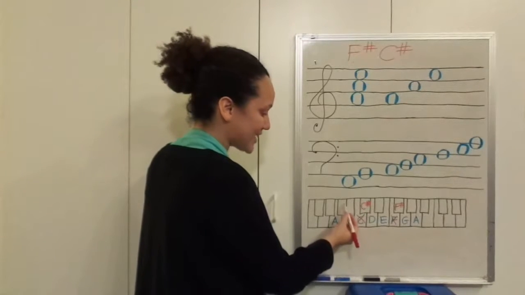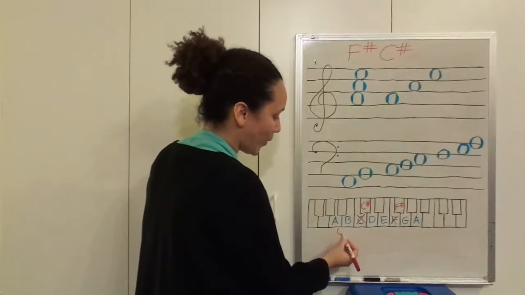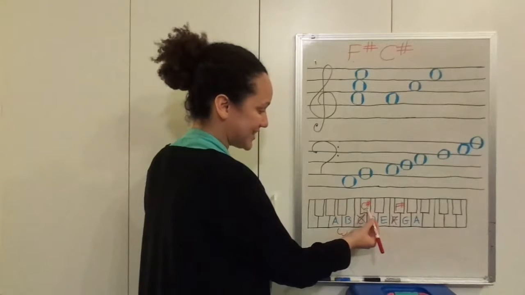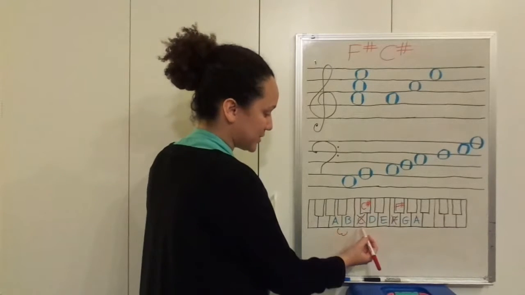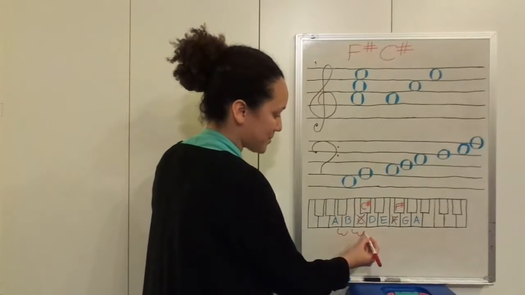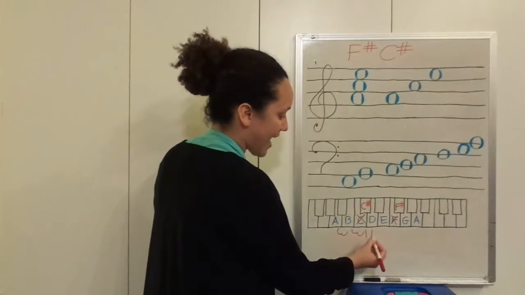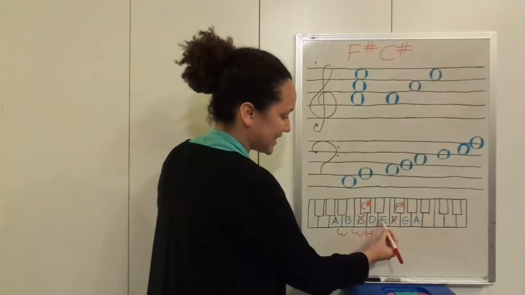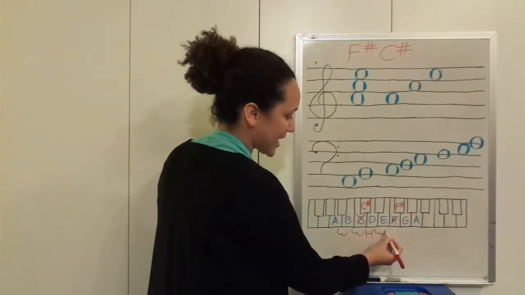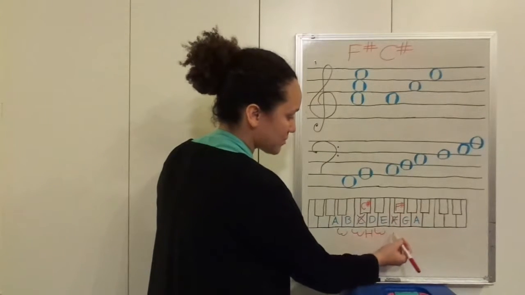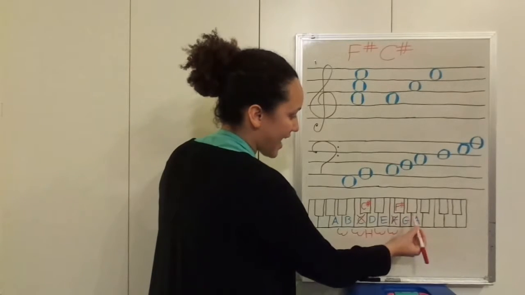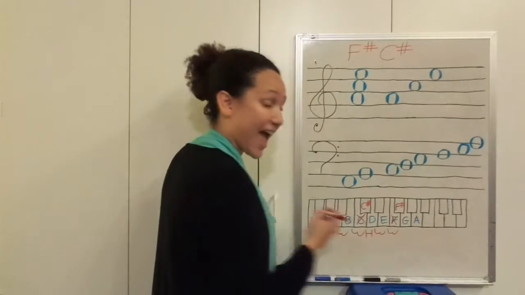A to B has a note in between, so whole step. B to C sharp has the C in between, so whole step. The C sharp to the D, no note in between, half step. D to E, whole step. E to F sharp, whole step. And then F sharp to G is a half step.